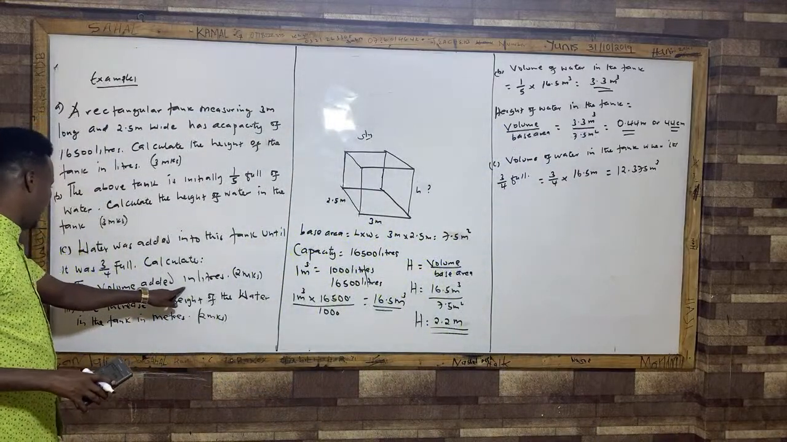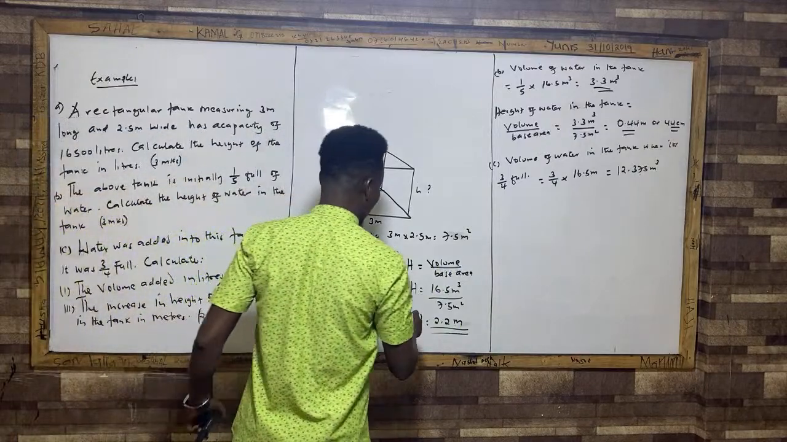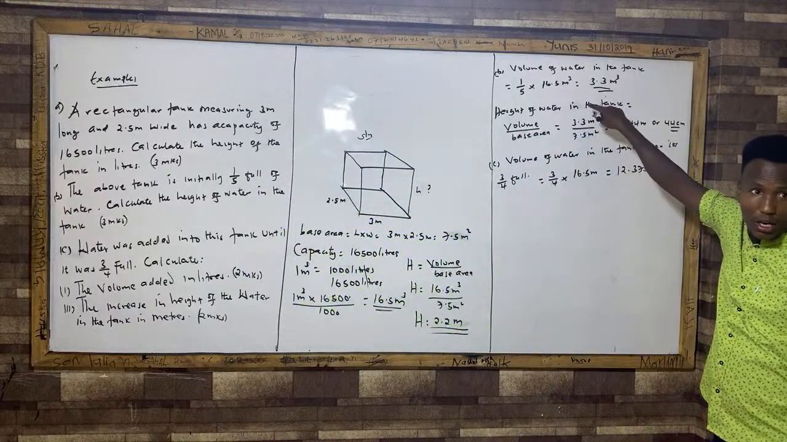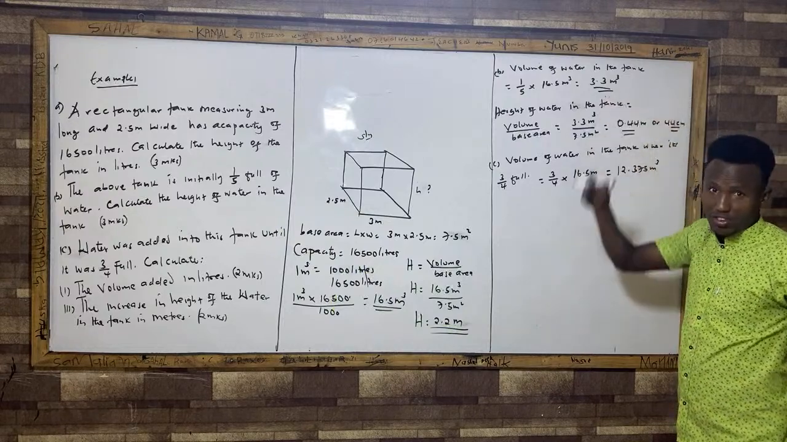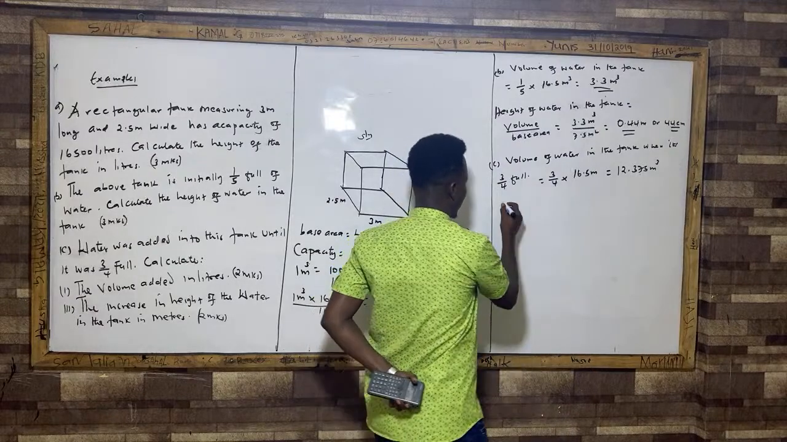The volume of water in liters that was added. Because the tank was what? The tank was 3.3 meter cubic full of water, 3,300 liters was there. So now, let me get the volume of water added.